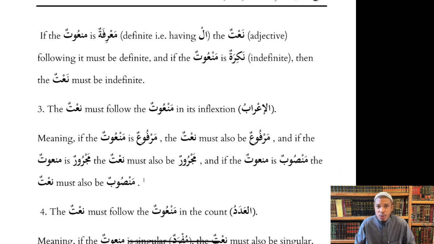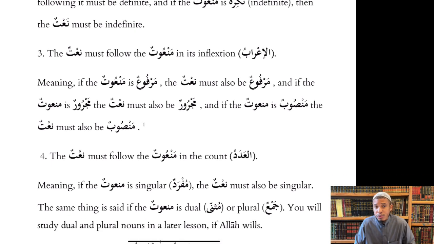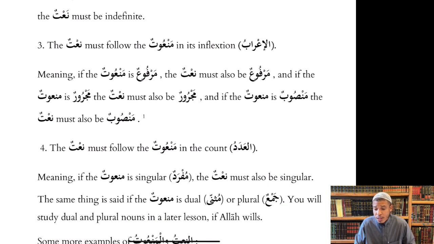النعت يتبع المنعوت في الإعراب. The na'at follows the man'ut in i'rab, meaning what? If the man'ut is marfu', the na'at likewise must be marfu'. If the man'ut is majroor, the na'at likewise must be majroor. If the man'ut is mansoob, the na'at also must be mansoob. All right? And we're going to look at some examples here, and likewise when we go inside the book, bi'idhnillahi ta'ala.